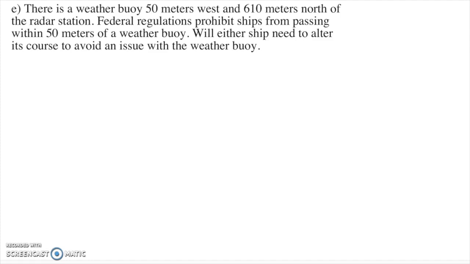So we have this weather buoy now. And the weather buoy is 50 meters west, 610 meters north of the radar station. So let's start by noticing that that means the weather buoy is at a position negative 50, 610. So let me go ahead and draw in here, and I'll call this point negative 50, 610. All right. Now, federal regulations prohibit the ships from passing within 50 meters of a weather buoy. Will either ship need to alter course? In other words, is either ship going to come closer than 50 meters to the weather buoy?